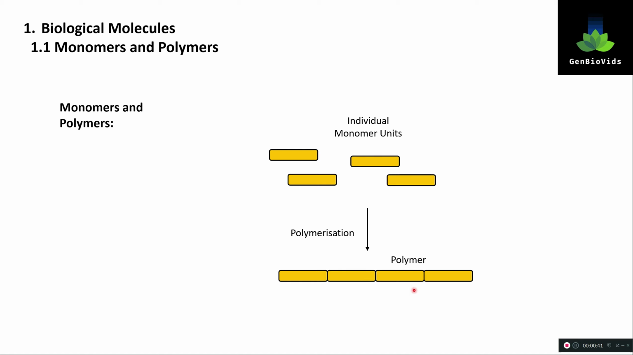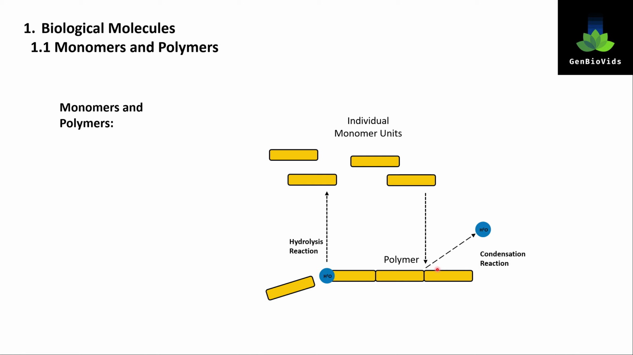Polymers like polysaccharides, polypeptides and polynucleotides are all made naturally by living organisms. When polymers are formed by polymerization, a water molecule is released. This is why this process is known as a condensation reaction. However, polymers can also be broken down through addition of water. This reaction is named a hydrolysis reaction.